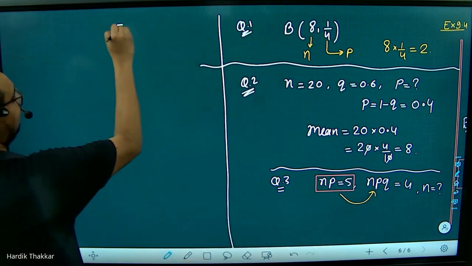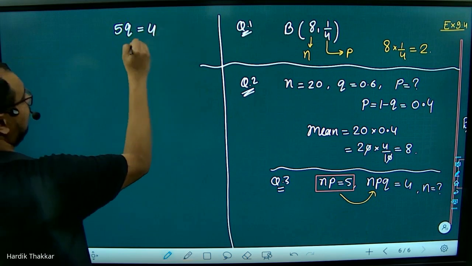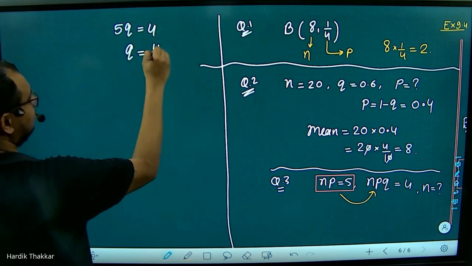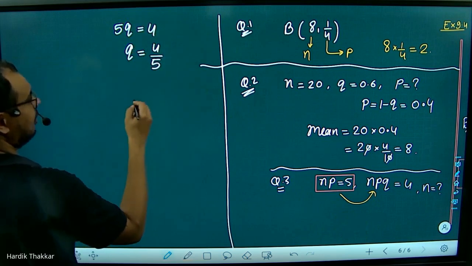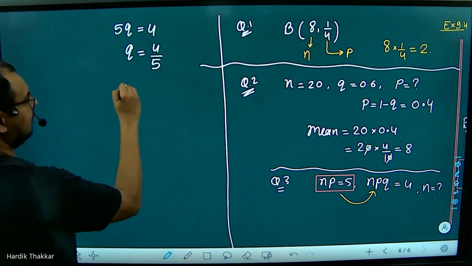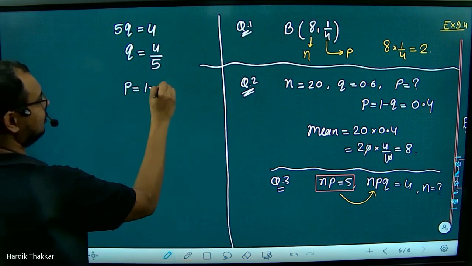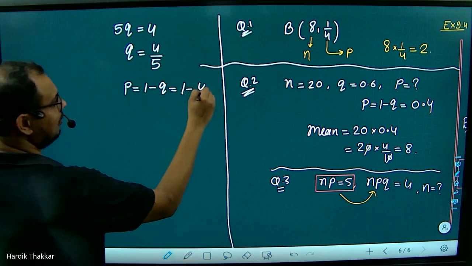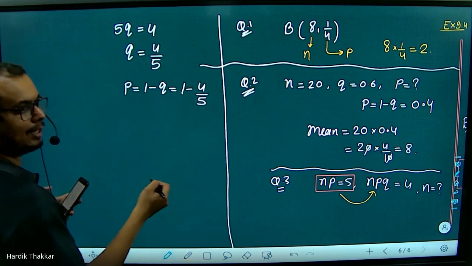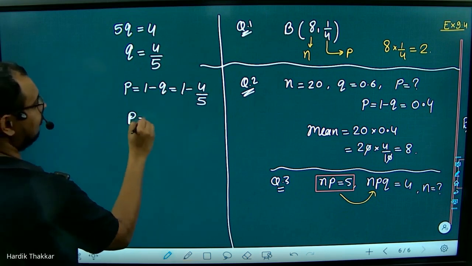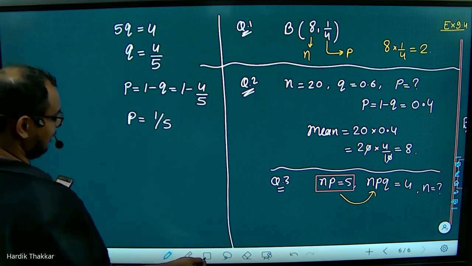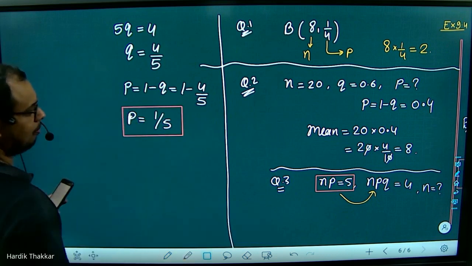So 5Q will be equal to 4 and you will get Q is equal to 4 by 5. Now if you get Q, you can further find P. P is equal to 1 minus Q, which is equal to 1 minus 4 upon 5. So the value of P will be 1 by 5. Is it clear? Now we got P also.